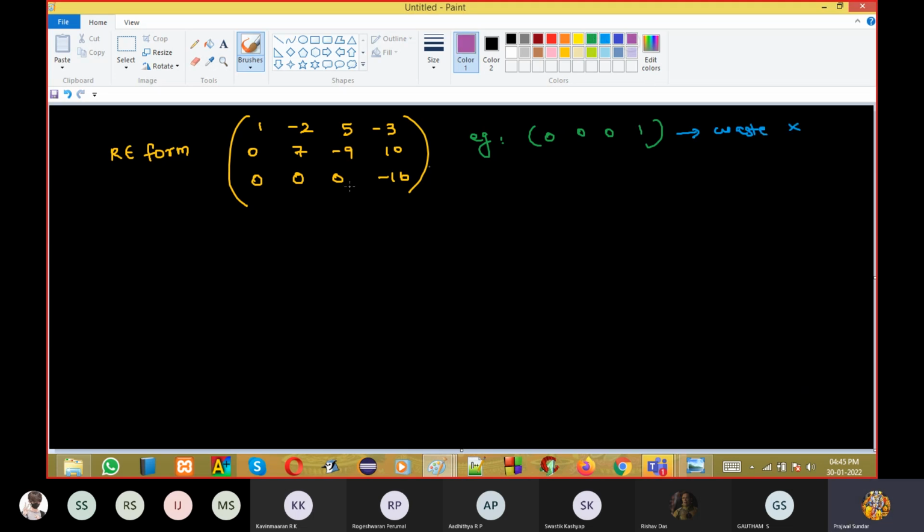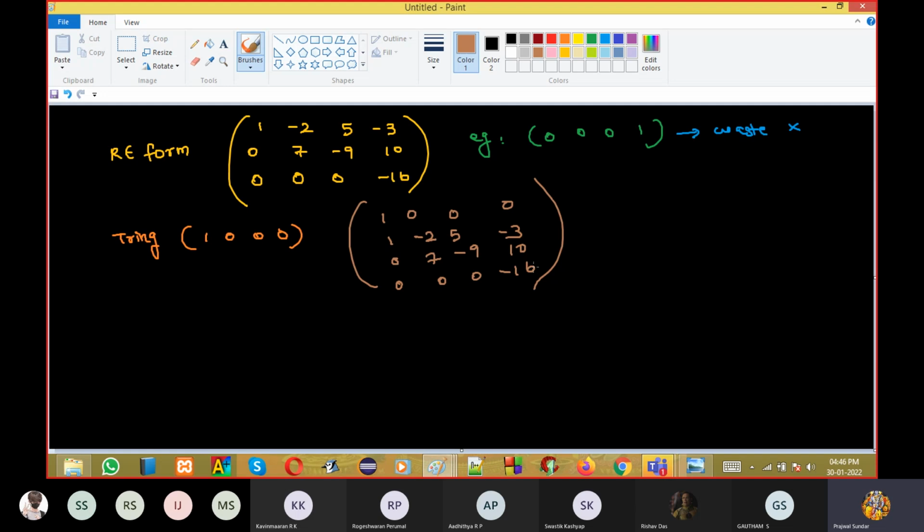Now you try to add, I don't know which will be non-waste. You just try to add unit vectors like this. Try to add 1, 0, 0, 0. You keep it at the top. Look at this. I'm adding this at the top: 1, minus 2, 5, minus 3, 0, 7, minus 9, 10, 0, 0, 0, minus 16. Now tell me, is it in row echelon form? No, we have to convert again.